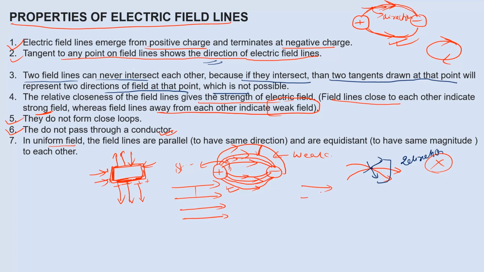You can draw somewhat this type. So this is a non-uniform electric field. They are not equidistant and not parallel. And for uniform, it is parallel because they have the same direction, and they are equidistant because they have the same magnitude. So these are 7 very easy properties of electric field lines.